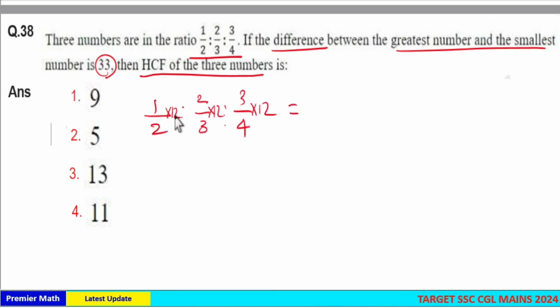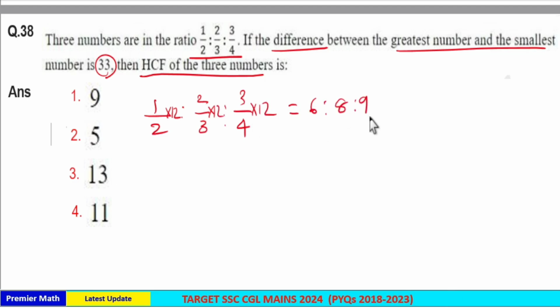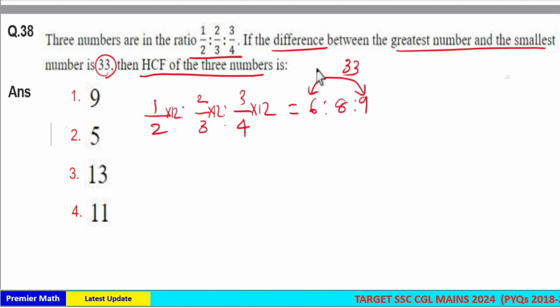Now this will give you 2 goes 6 times in 12, 3 goes 4 times in 12, 4 into 2 is 8, 4 goes 3 times in 12, 3 into 3 is 9. So 6 is to 8 is to 9 is the ratio. Now the difference between greatest and smallest number here is 33, given in the question. Which means 9 minus 6, 3 parts is 33, then 1 part is equal to 11. If 1 part is 11, then HCF is 11 because there is no common factor between 6, 8 and 9.